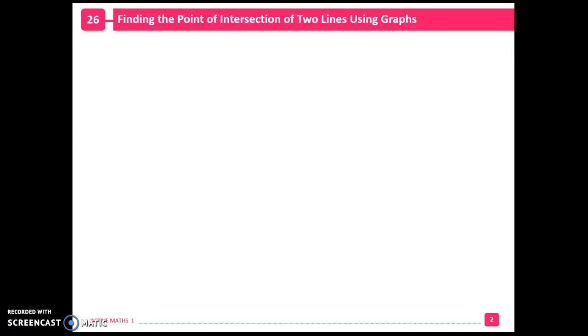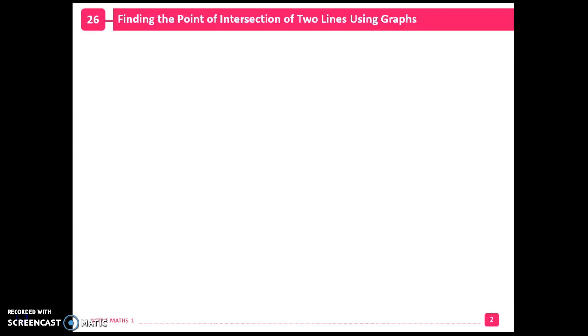Hello, so we have started to look at solving simultaneous equations. What we've looked at so far is just using graphs to find the point of intersection of the equations on the graph. And that's one way of solving these equations. Eventually what we're going to do is use algebra to solve the equations. But so far we've just been using graphs.